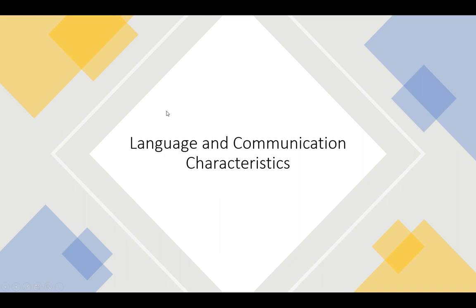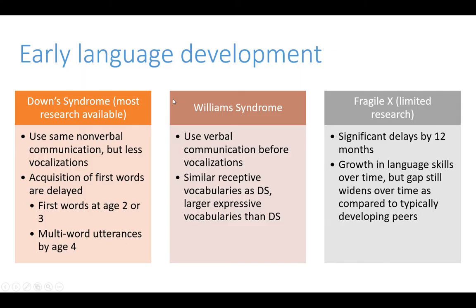Okay. So what are some language and communication characteristics of these kiddos? So in early language for Down syndrome, they use some nonverbal communication, but they don't vocalize a lot at first. They tend to be late talkers, so their first words might occur at age 2 or 3, but they kind of catch up and have multiple word utterances around age 4.